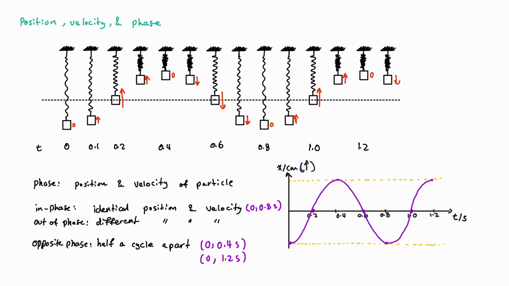So anytime particles are a cycle apart or one oscillation apart, they're in phase. It could be 2 cycles, 3 cycles, 4 cycles, because they always go to the same position and velocity. And half a cycle, 1.5 cycles, 2.5 cycles, they will be in opposite phases. So for example, here with 0 and 0.4 seconds, remember that 0.4 and 1.2 seconds are in phase. So that would mean that 0 and 1.2 seconds are also opposite phases. Phases are used mostly to compare two different waves, so we'll get to more details about it in future videos.